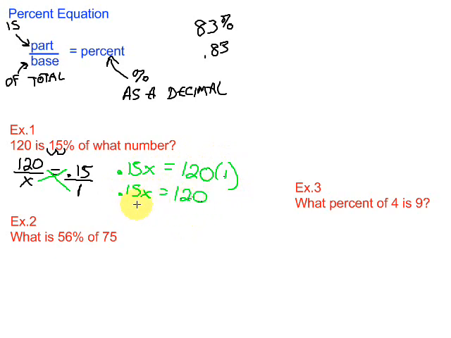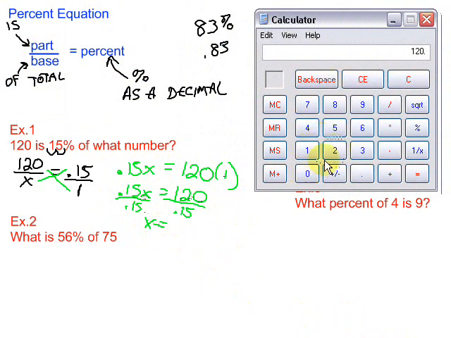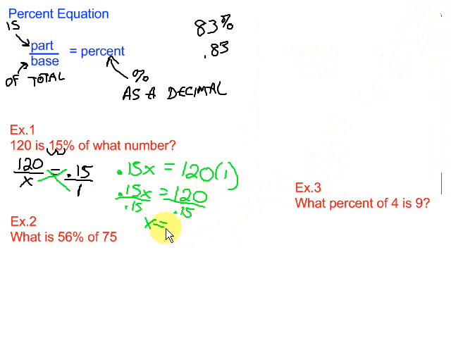Then, to solve this equation, we're going to divide by 0.15, or 15 hundredths. So divide by 0.15, both sides. And we end up with x equals, let's pull up our calculator quick, 120 divided by 0.15 equals 800. So our solution for this problem is x equals 800. Let's take a look at another one.